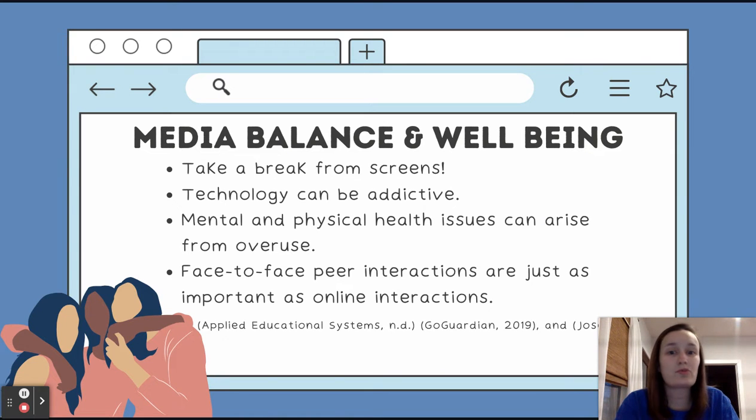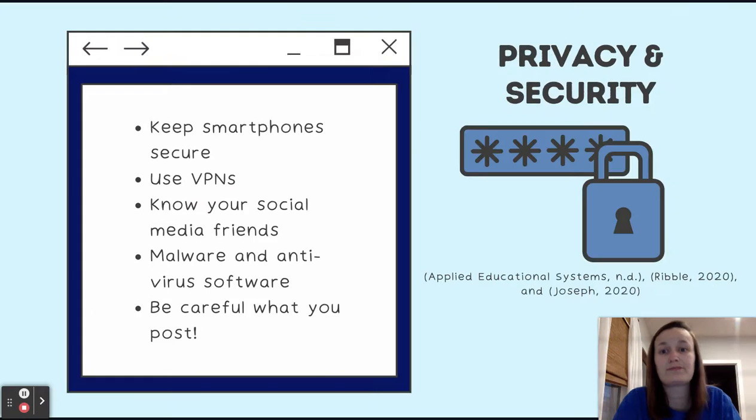So, media balance and well being, it basically means to take a break from your screens. Technology can be addictive, we all know this. Mental and physical health issues can arise from overuse, things like eye strain and depression. And it's also important that students know that face to face peer interactions are just as important as online interactions.